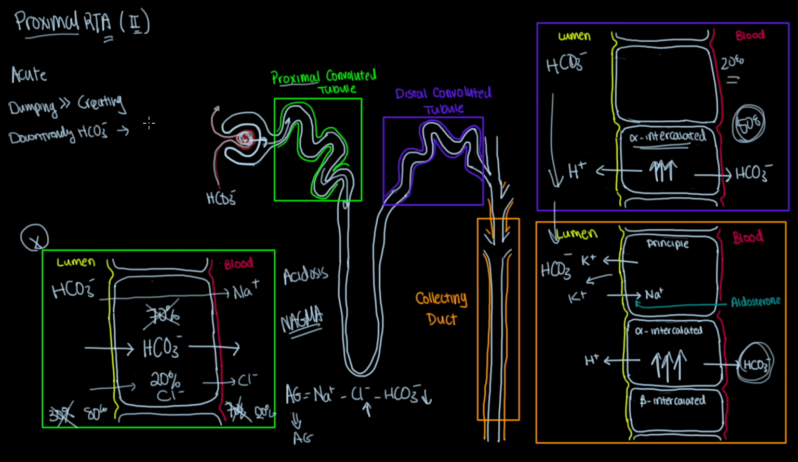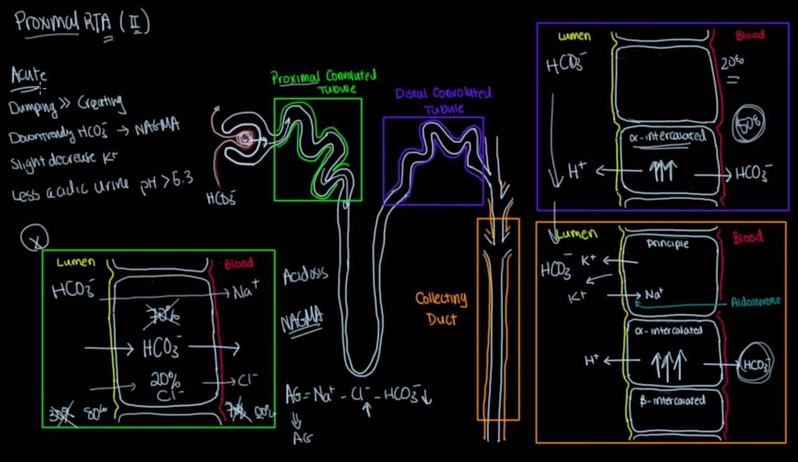So what that ends up with is a downtrending bicarb leading to a non-anion gap metabolic acidosis. We have a slight decrease in potassium due to some of the potassium losses here, the potassium being drawn out by the negative charge of the bicarb. And lastly, we have a less acidic urine with a pH of greater than 5.3.